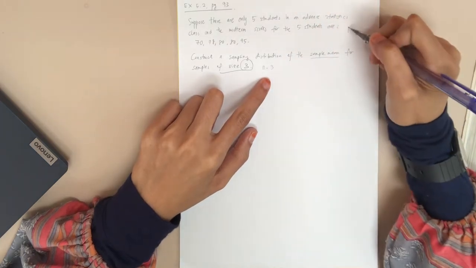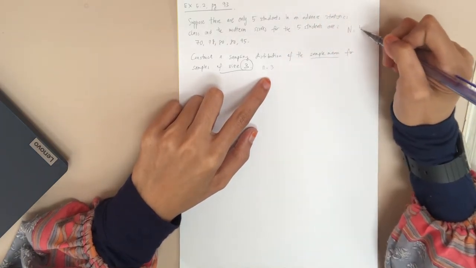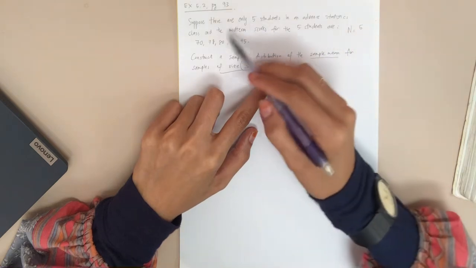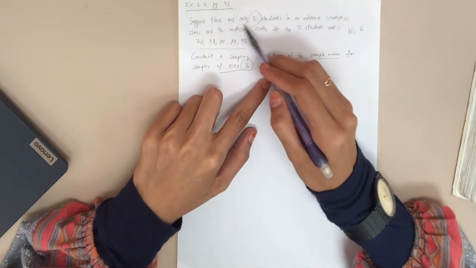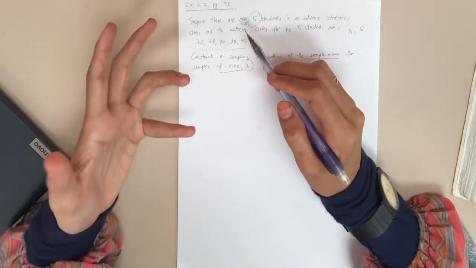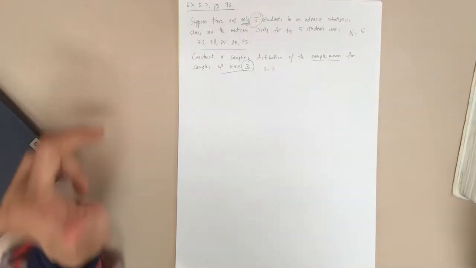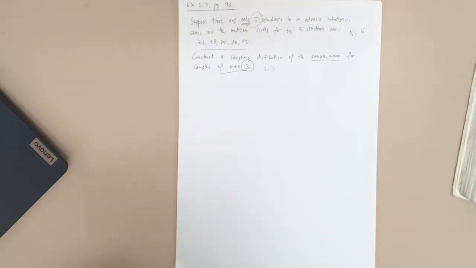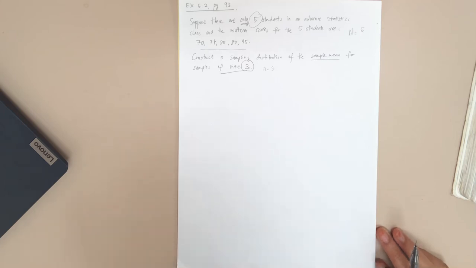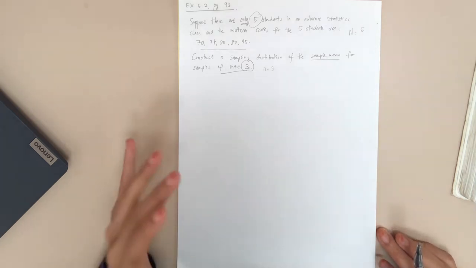And what is your big N, which is the population size? The population size is 5. Only 5 students, which means all 5 students. So the first thing you need to do is follow the steps. I already explained the steps in the previous slide.